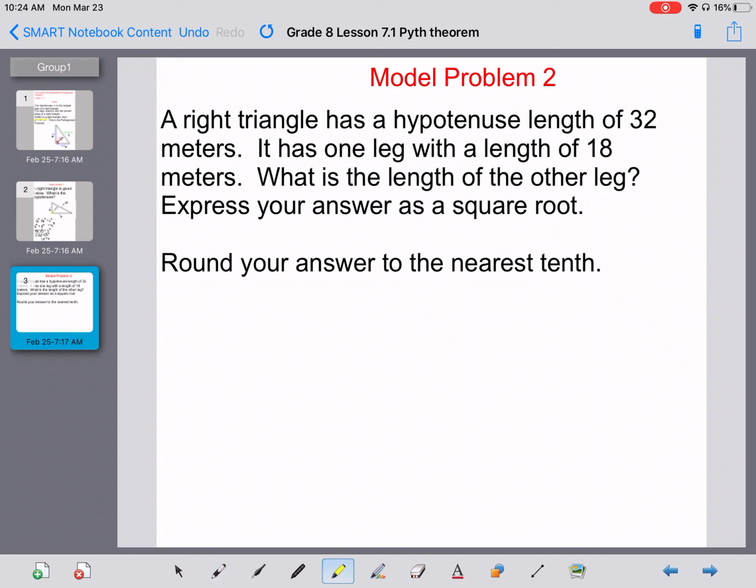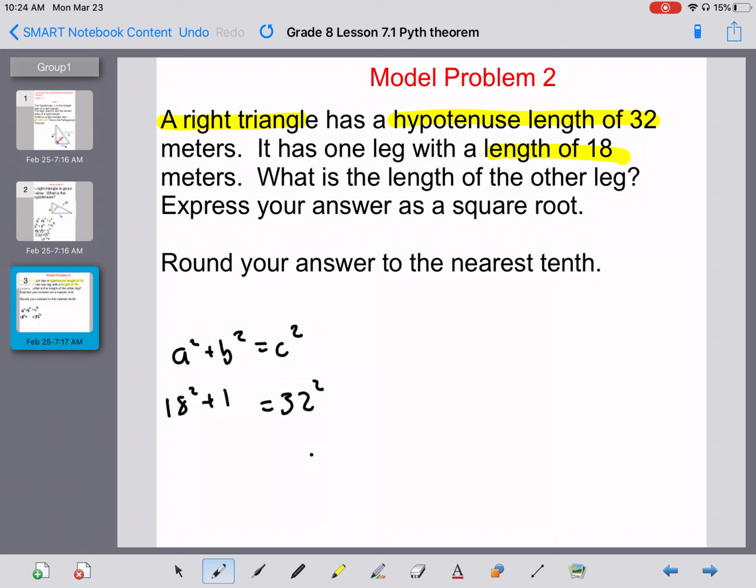Since the problem tells me I have a right triangle, I can use my formula A squared plus B squared equals C squared. My hypotenuse is 32, so that will be my C. So I have 32 squared. And then I have a length of 18, so that would be my A. I could have made it my B as well, but for my B, I'll just keep it as B since I do not know what that is.